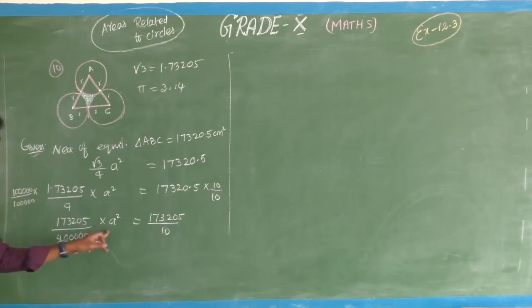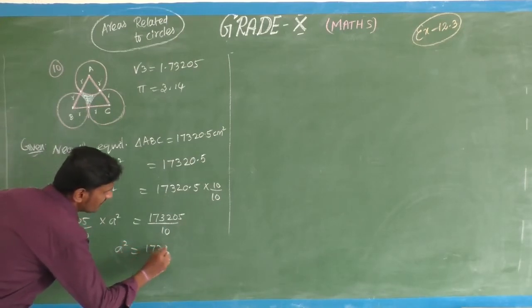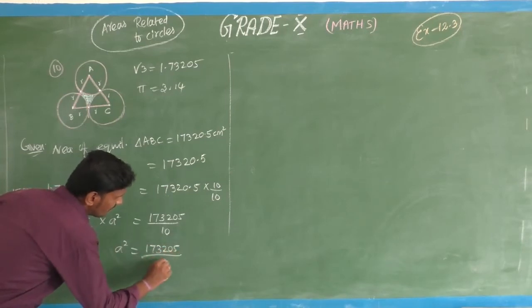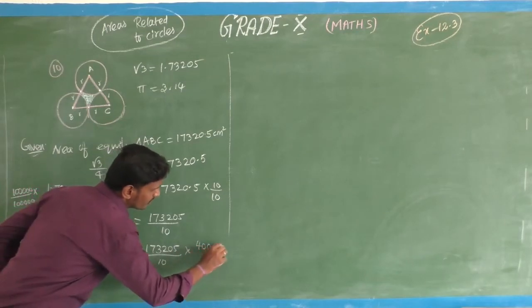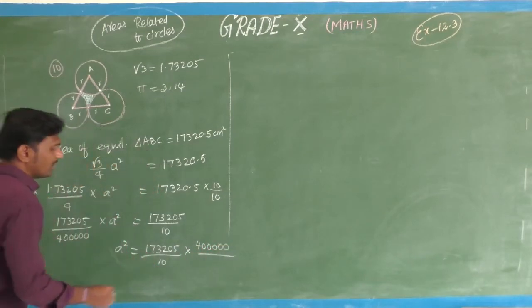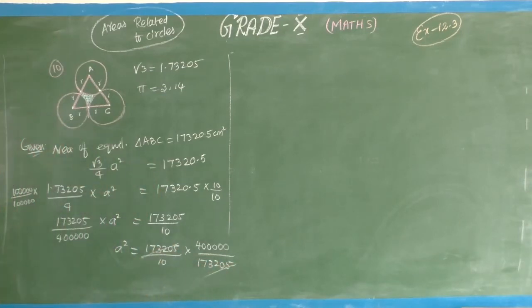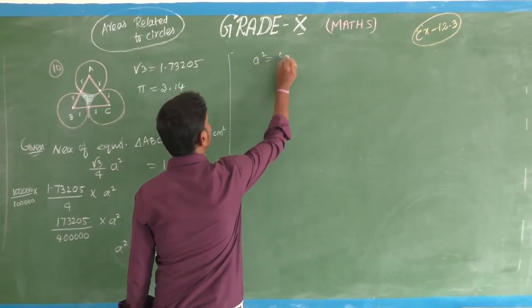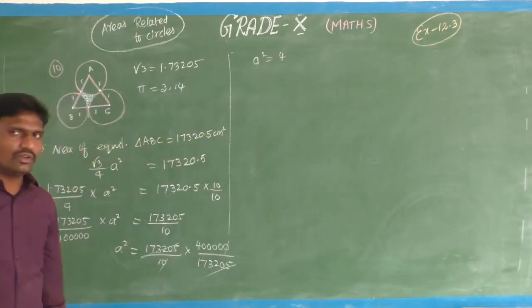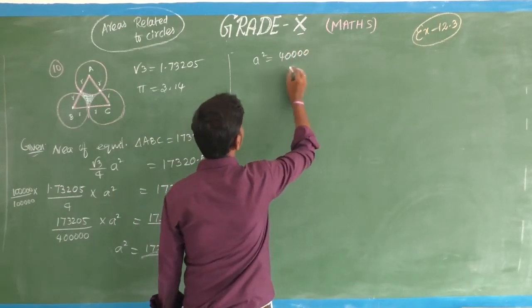I need only the value of the side, a square. So a square is equal to 173,205 whole divided by 10 into what is that? 4 lakhs, students. 4 lakh divided by the same number 173,205. Now these two numbers will be eliminated and the 1 0 also eliminated. Now the remaining values are a square equal to 4 into 10,000, that is 40,000. 4 into 10,000 is 40,000.